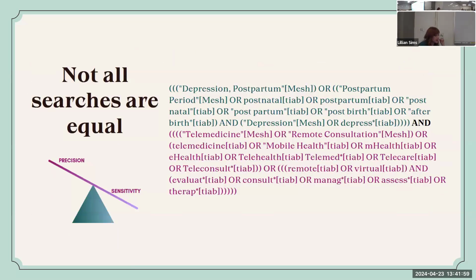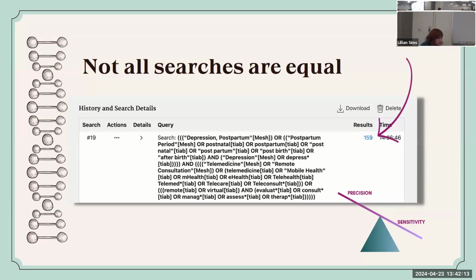Here is a literature search. I took that same topic, and this person just came to me and wants a quick search to get an overview of the concepts. So I'm aiming at precision here. And you can see when I put that search in, it's 159 results. So that's how these searches differ.